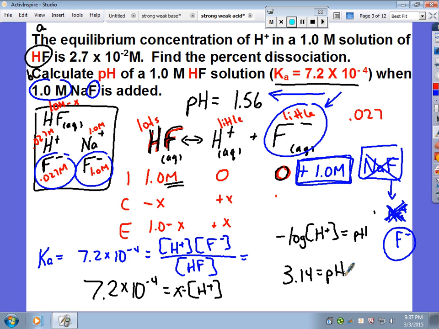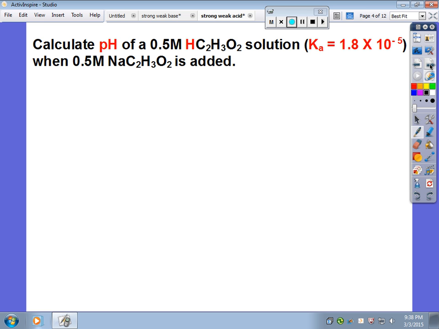Look what just happened. My pH of just my HF is 1.56. My pH with the buffer is 3.14. So if I don't want this situation to be that acidic, I can actually add a buffer, sodium fluoride, a salt with a common ion, and I can make the pH shift more towards being basic. Maybe I have a stream where the fish eggs need to hatch and it's too acidic and I need to change it. I could shift it. This is what happens in your body and your kidneys and your lungs all the time.